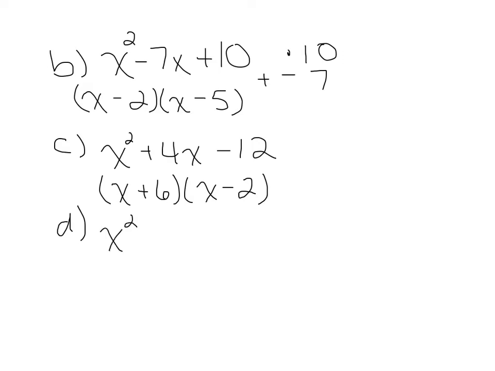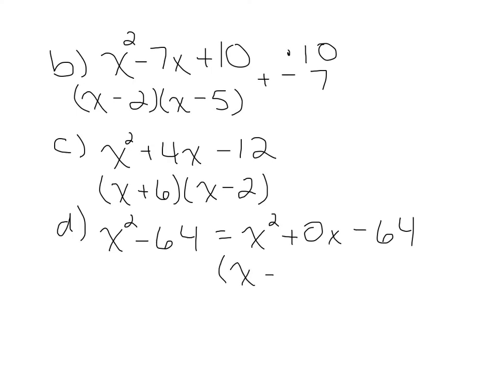X squared minus 64. Put in your placeholder. X squared plus 0x minus 64. Therefore, you want to multiply to a negative 64 and add to 0. So x minus 8 and x plus 8 multiplies to a negative 64, adds to 0.